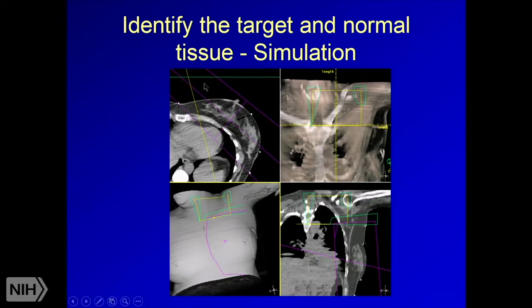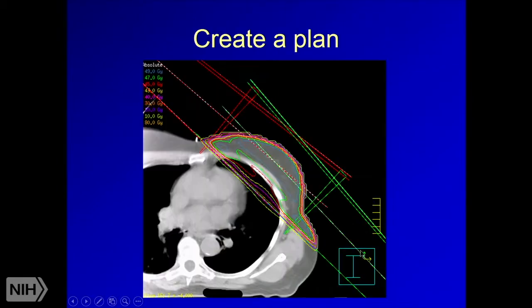So this is an example of a CT image obtained of a breast cancer patient with a left-sided breast cancer. You can see the images here, and then we create some beams, which are depicted here in these colors. So this yellow here would be a beam, which we call in this example a supraclavicular field. And then the purple here would be what we call the tangent field in this scenario. And then we create a radiation plan.